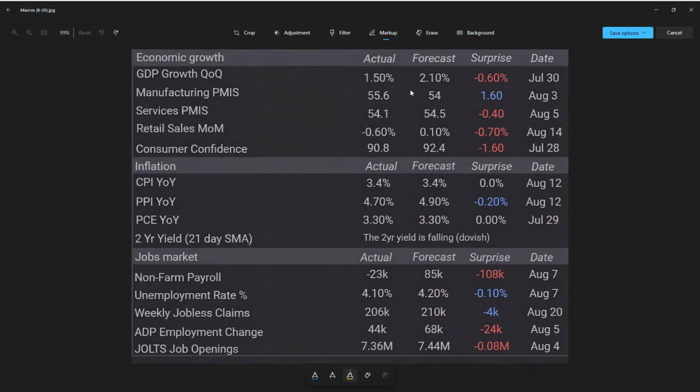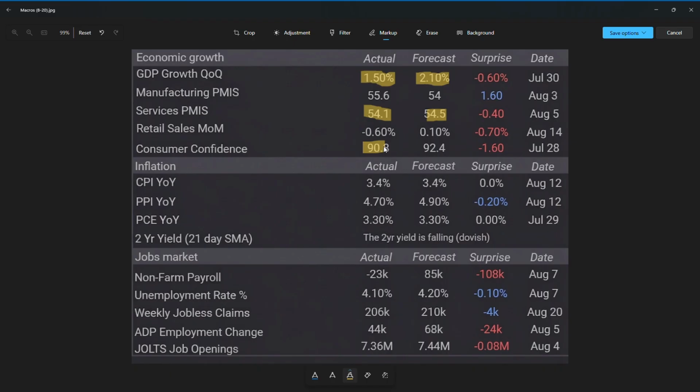So as you can see, GDP growth has been slowing down. We had 1.5% growth as opposed to a forecast of 2.1%, which was a letdown of 0.6%. We had services PMIs that also came in cooler than expected, but manufacturing PMIs came in hotter than expected. But I think this was outweighed by other factors, right?